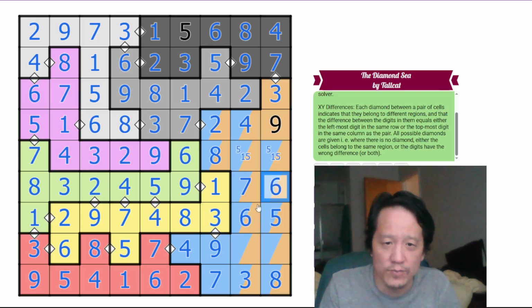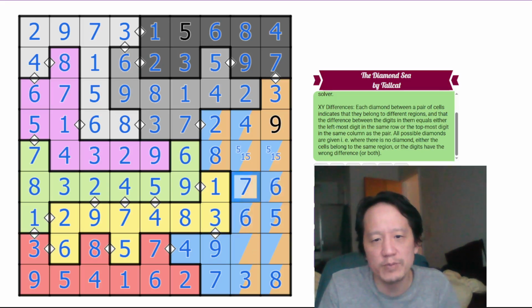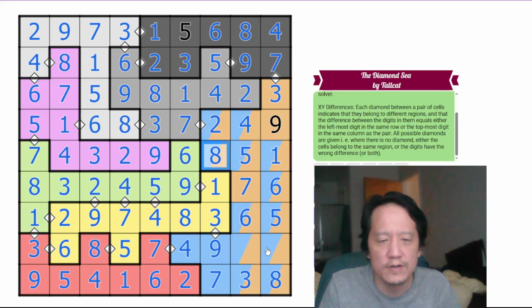These have to be different regions. This cannot be blue because we already have a 7 in this blue region. So this can't be blue. This is orange. That means this 5 eliminates 5 here. This is 1. This is 5.